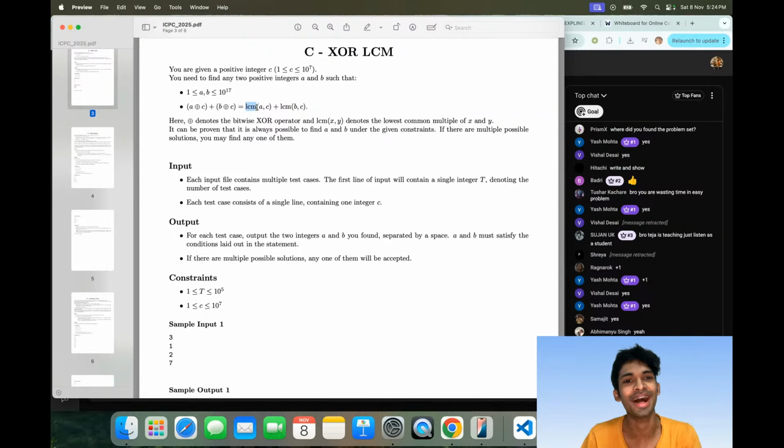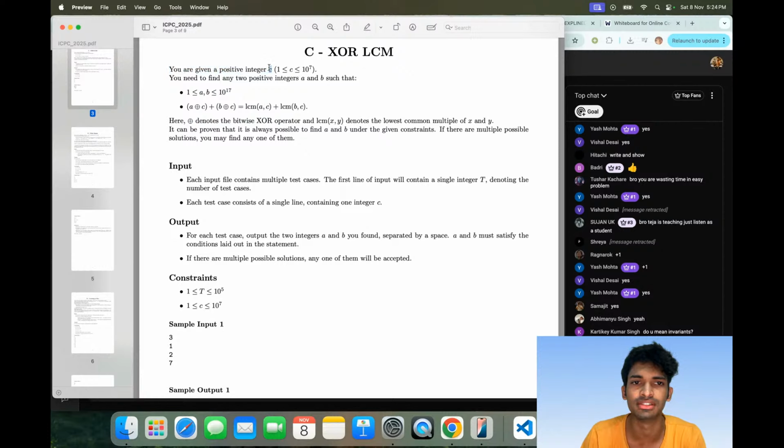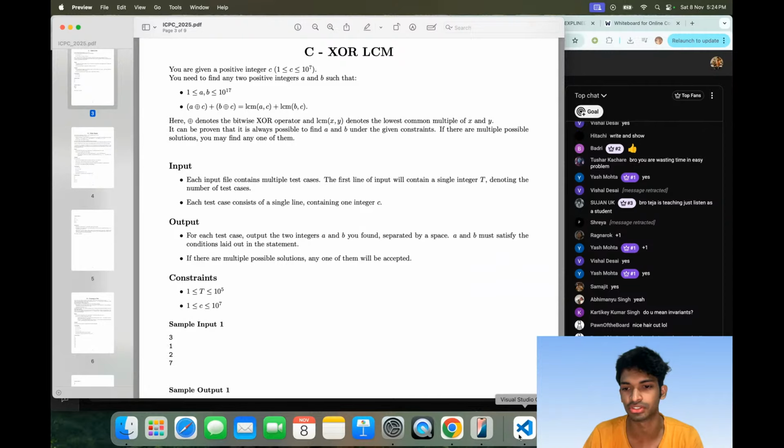So it's probably something brute force when they say something like that, like maybe this is always bigger than this, and in some extreme cases maybe they both are equal. It's something like that. Let's see. You're given a positive integer c. You need to find any two positive integers a and b such that... you should not panic. You should write small observations first.